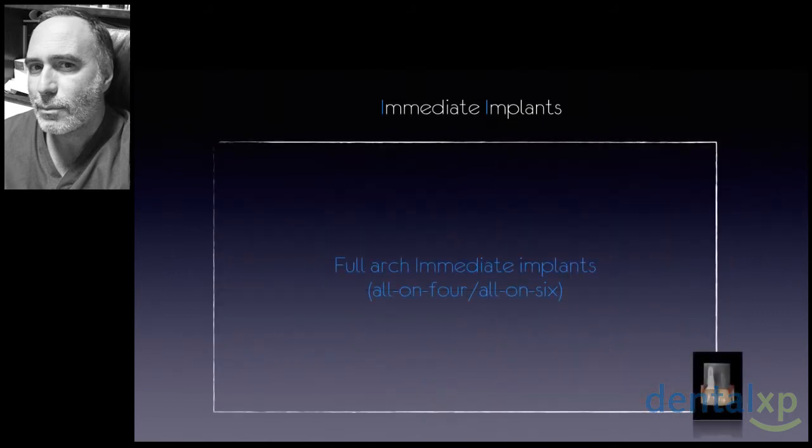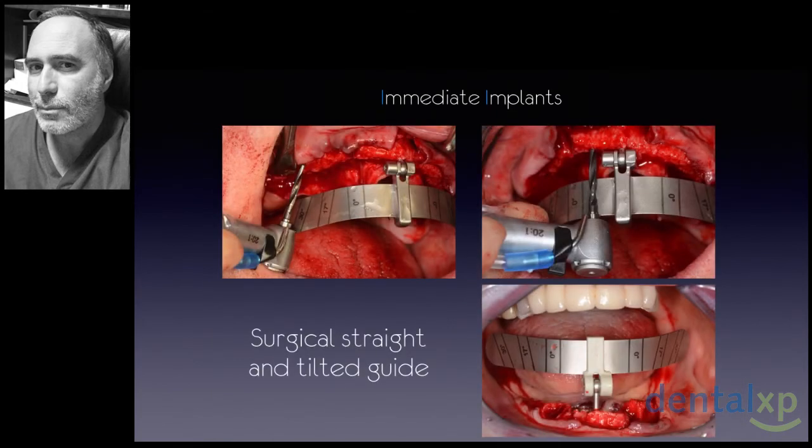And the last but not the least, full arch immediate implants, all on 4 or all on 6 usually. In order to perfectly insert the immediate implants, in addition to the digital planning with C-implant and the complex software for guided surgery, this analytic guide, similar to the Malo guide, modified with the indication of the inclination, might be used for whomever wishes to insert tilted implants at 70 or 30 degrees.